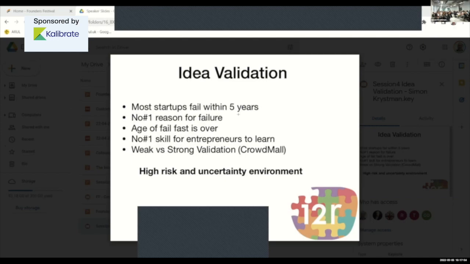You've got to do the work now. There's no shortcuts to this validation. Does that help? Yes. Any other idea validation questions, experiments?